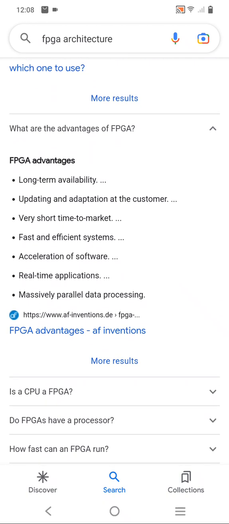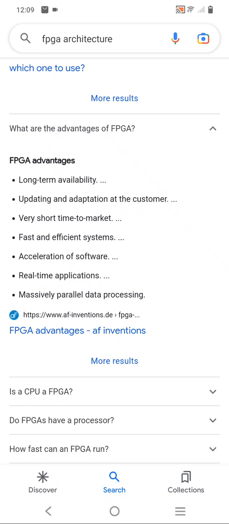What are the advantages of an FPGA? Long-term availability, and updating and adaptation for the customer. If the customer wants specific things, it has long-term availability. Once it's programmed, you can use it for quite a long time for a specific adaptation for a particular circuit. It also has a very short time to market.